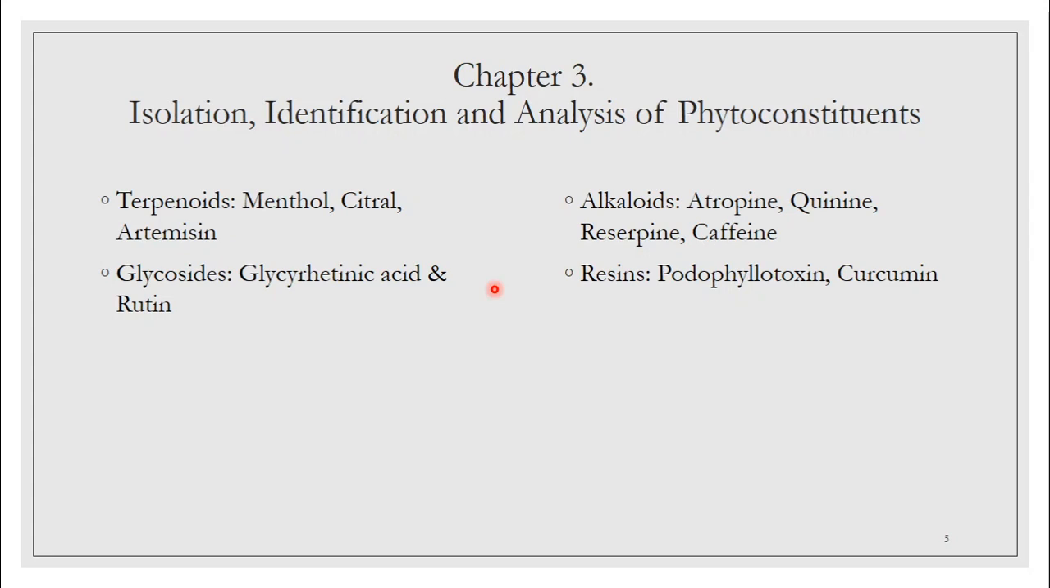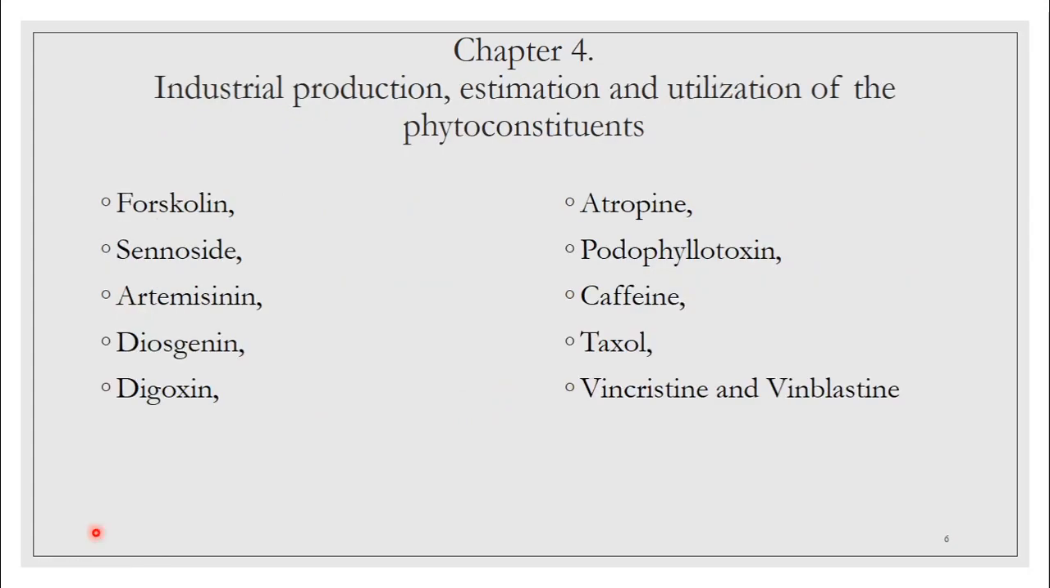And analysis means there are 2 types of analysis, qualitative and quantitative. So qualitatively, first of all, understand which type of phytoconstituents are present, and the quantitative analysis is there to determine the quantity of the phytoconstituent by various methods. And already we have discussed the terpenoids, glycosides, alkaloids and resins.